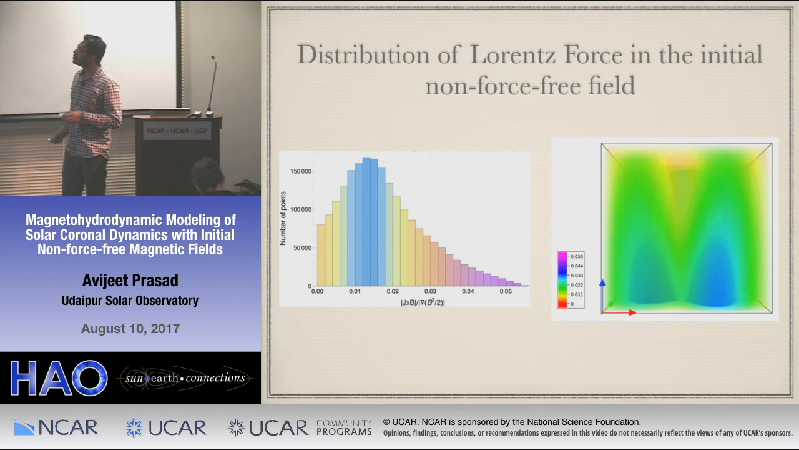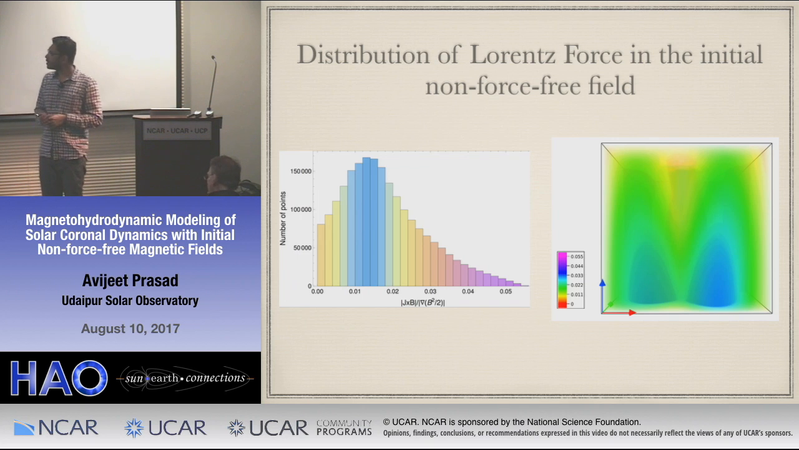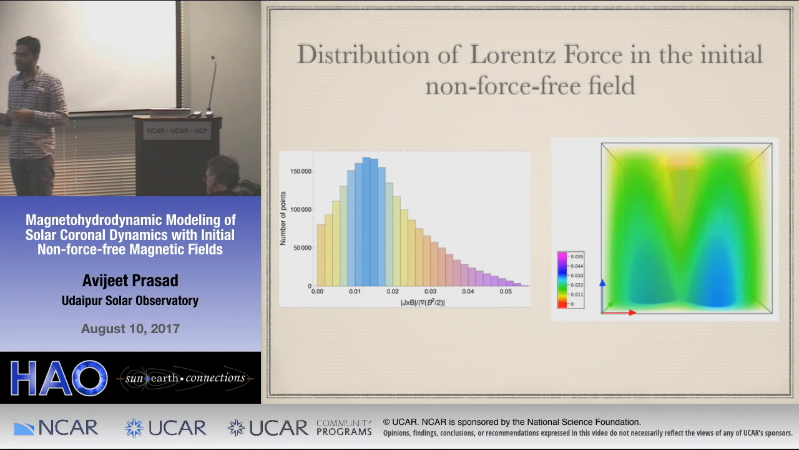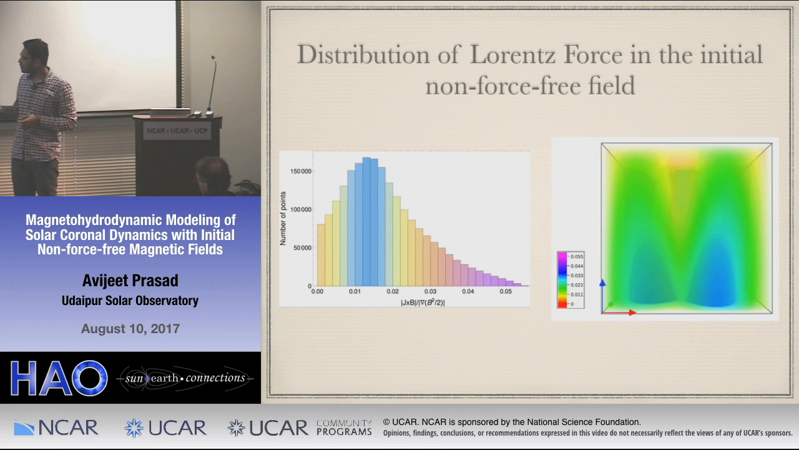Also, in order to note the distribution of the Lorentz force in the initial non-force free magnetic field, we can look at these two figures. The left panel shows the histogram of the ratio of the magnitude of the Lorentz force to the gradient of the magnetic pressure. So we can see that the field is essentially non-force free.